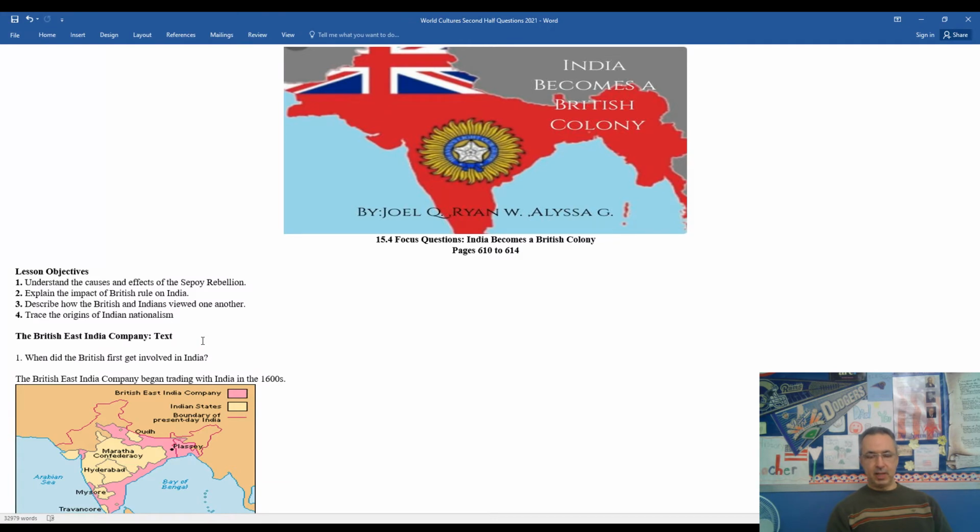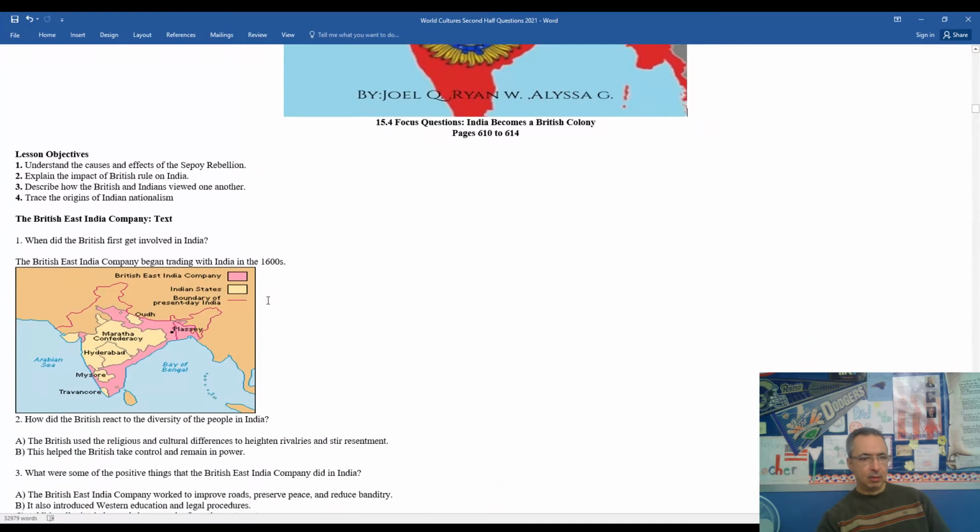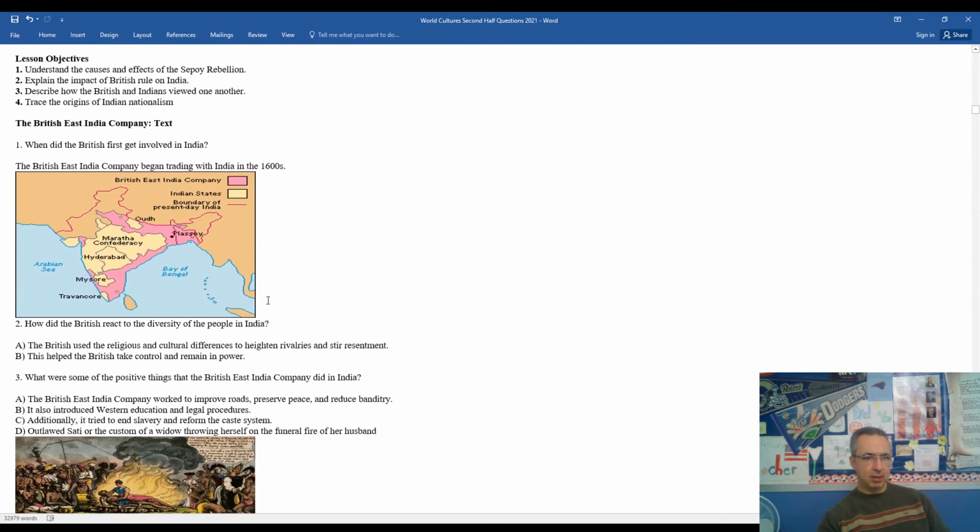Time to take a look at 1504. We'll look at India as it becomes a British colony. Some of the key objectives we're looking at today: we're going to take a look at the causes and effects of the Sepoy Rebellion. We'll explain the impact of British rule on India. We'll describe how the British and Indians were viewed by each other. And we'll trace the origins of Indian nationalism.